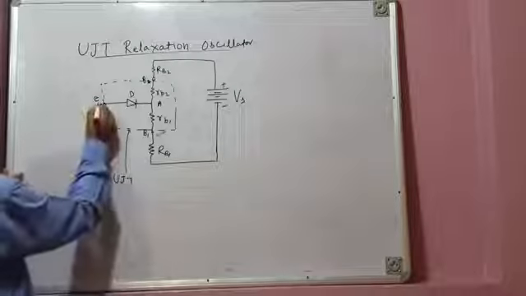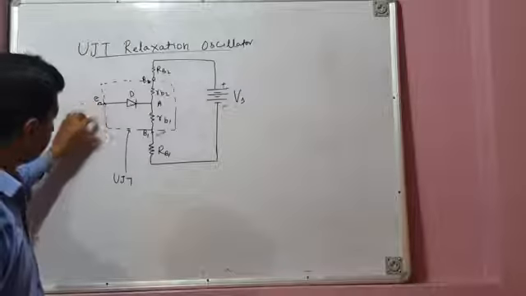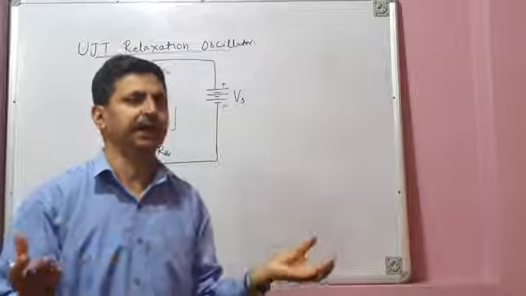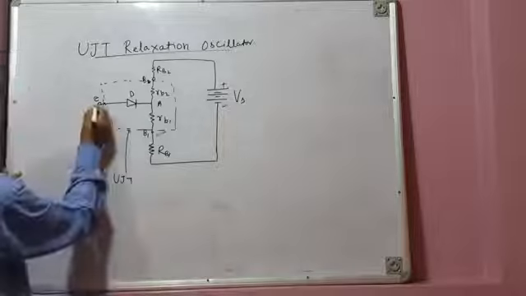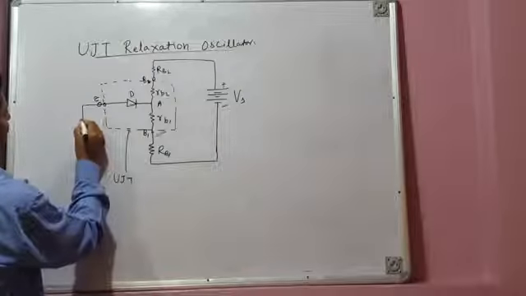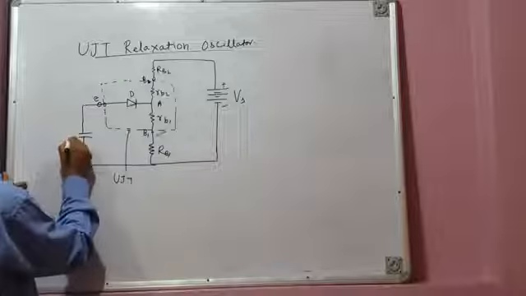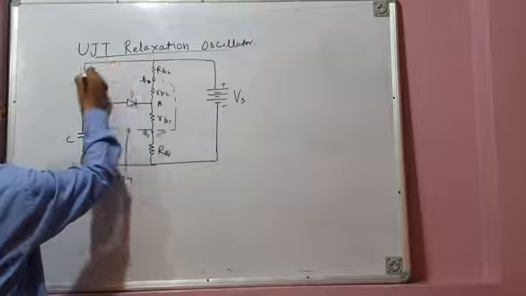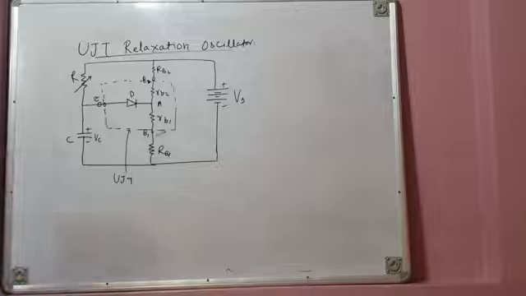Then we don't connect another voltage source here. We connect another voltage source between emitter and base B1 if we want to obtain VI characteristics of UJT. In this case, if you want to use UJT as a relaxation oscillator, between emitter E and base B1 you connect a capacitor like this, C. The voltage across the capacitor is VC. And here you connect a variable resistor, R. It is a variable resistance.